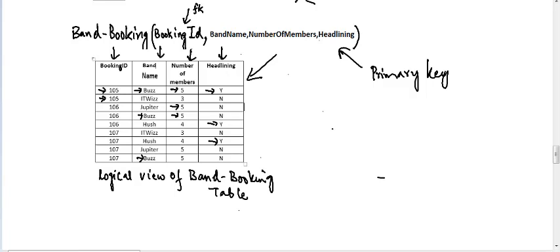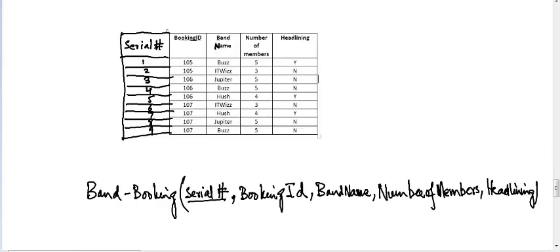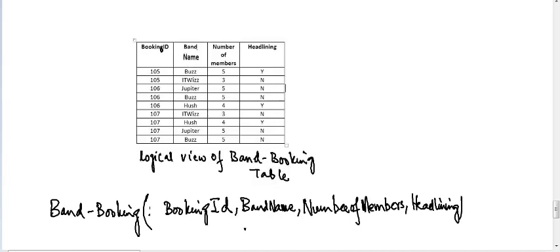Alright, if none of the fields in our table can be the primary key, what is the solution? One solution is to add a new field and use the new field as our primary key, such as the serial number, and ensure that serial number is going to be unique. The second solution is to look for a combination of more than one field and see if that combination is unique. For example, is a combination of booking ID and headlining unique? So is this combination, booking ID and headlining, unique?